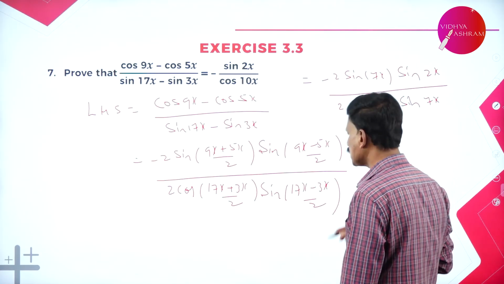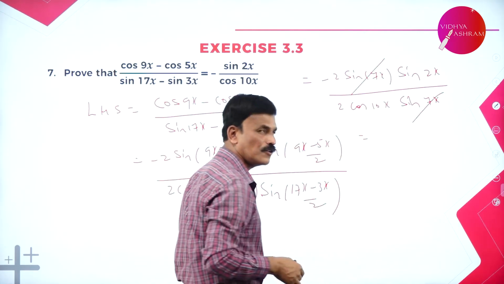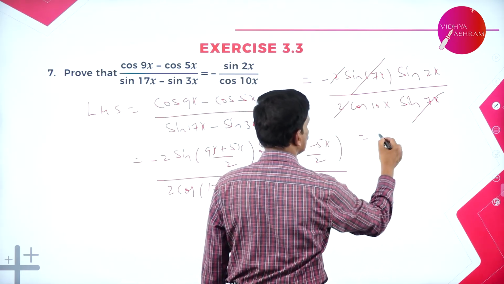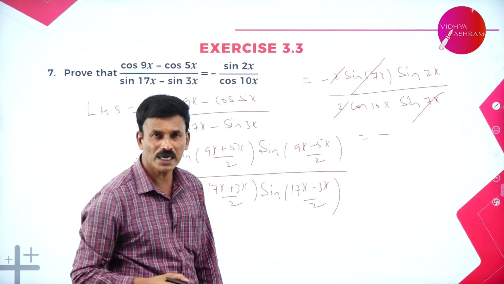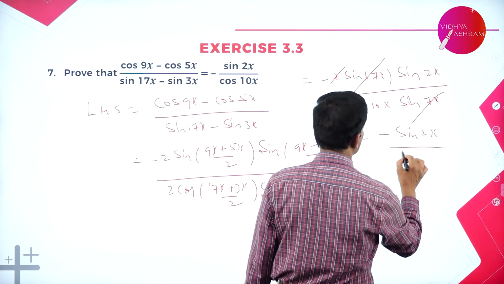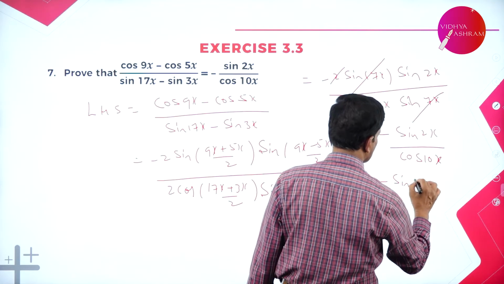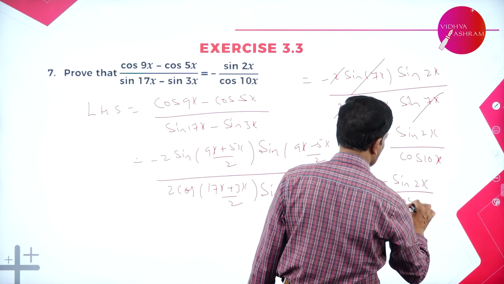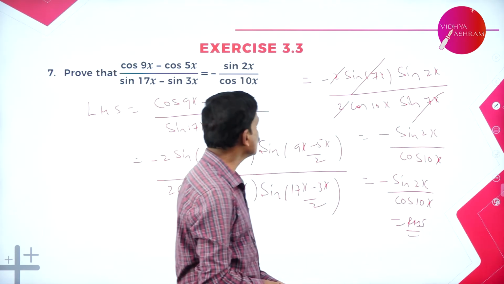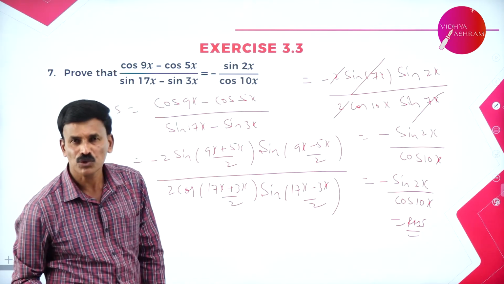Now simplify, cancel the terms which get cancelled here. Sin 7x in the numerator and denominator gets cancelled. Again, the 2 and 2 also get cancelled. What is left over in the numerator is minus sin 2x divided by, in the denominator, cos 10x. Therefore this is minus sin 2x divided by cos 10x, which is the required RHS. That's it. Hope you followed.